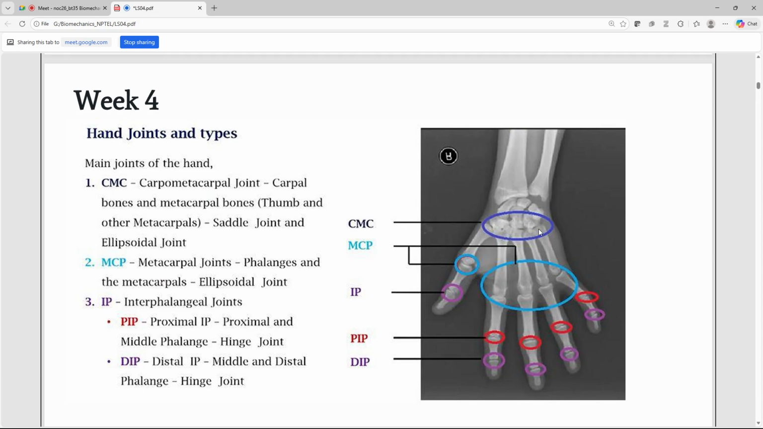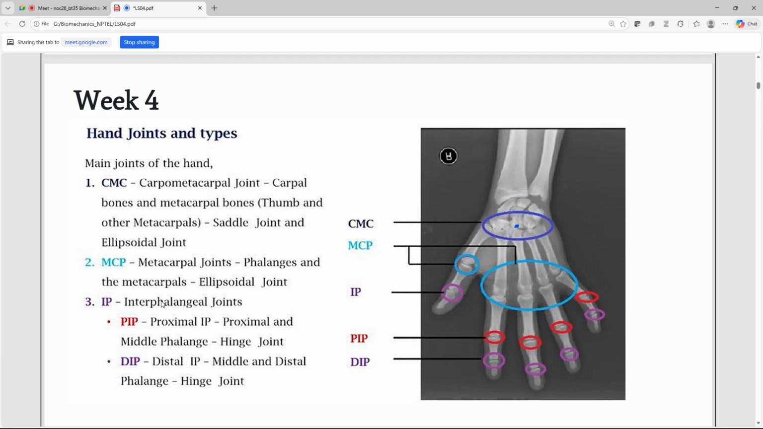These are the joints in the hand, palm, and fingers. There are three main joints, which are CMC, MCP, and IP. CMC means carpometacarpal joint, where carpal bones and metacarpals are joined together, this portion where carpals and metacarpals are meeting. Then there are the metacarpophalangeal joints, where metacarpals join with the phalanges, and the interphalangeal joints, which are the joints between the phalanges.